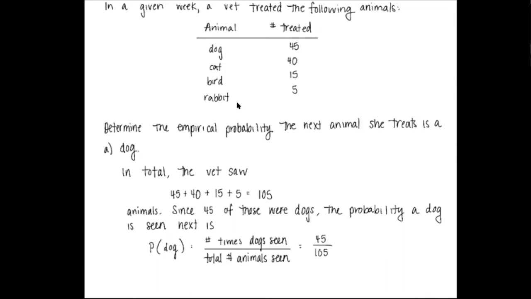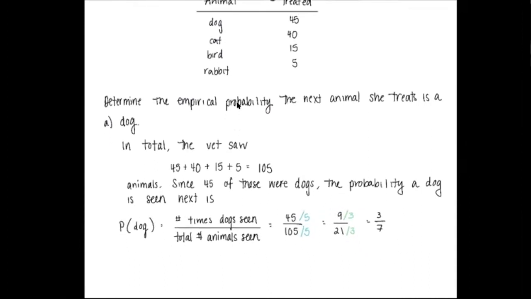But if you have to do it by hand, these are both divisible by 5 first. So if you divide top and bottom by 5, that will be 9, and then 21 in the bottom. And you can keep going. They're both divisible by 3. So this is 3 over 7. And if you plug this into a calculator, you'll see it's about 0.43, or 43%. So about a 43% chance of it being a dog.